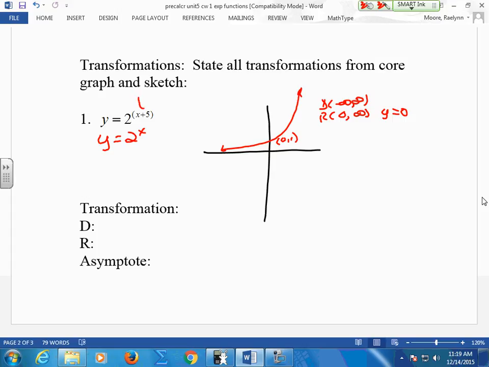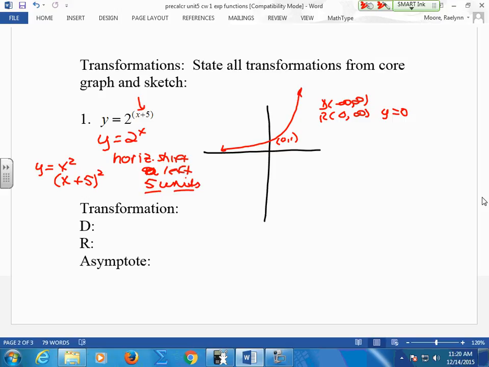Anything next to the x causes a horizontal shift the opposite way. Remember when we did these? And then we put it next to the x? Same thing. This did a horizontal shift to the right 5. That's going to do a horizontal shift. So we're going to say horizontal shift, left, goes the opposite way, sorry, left, 5 units.